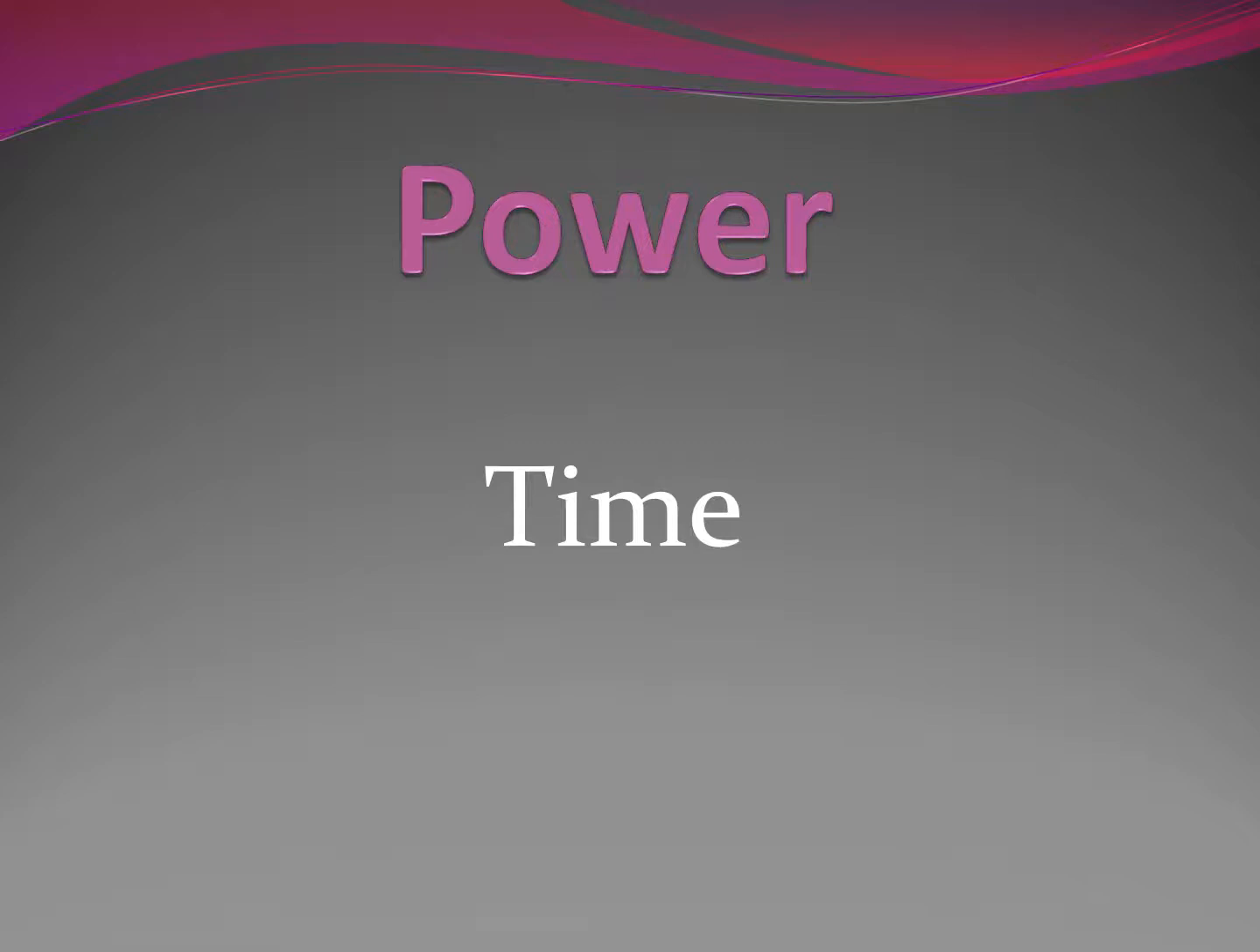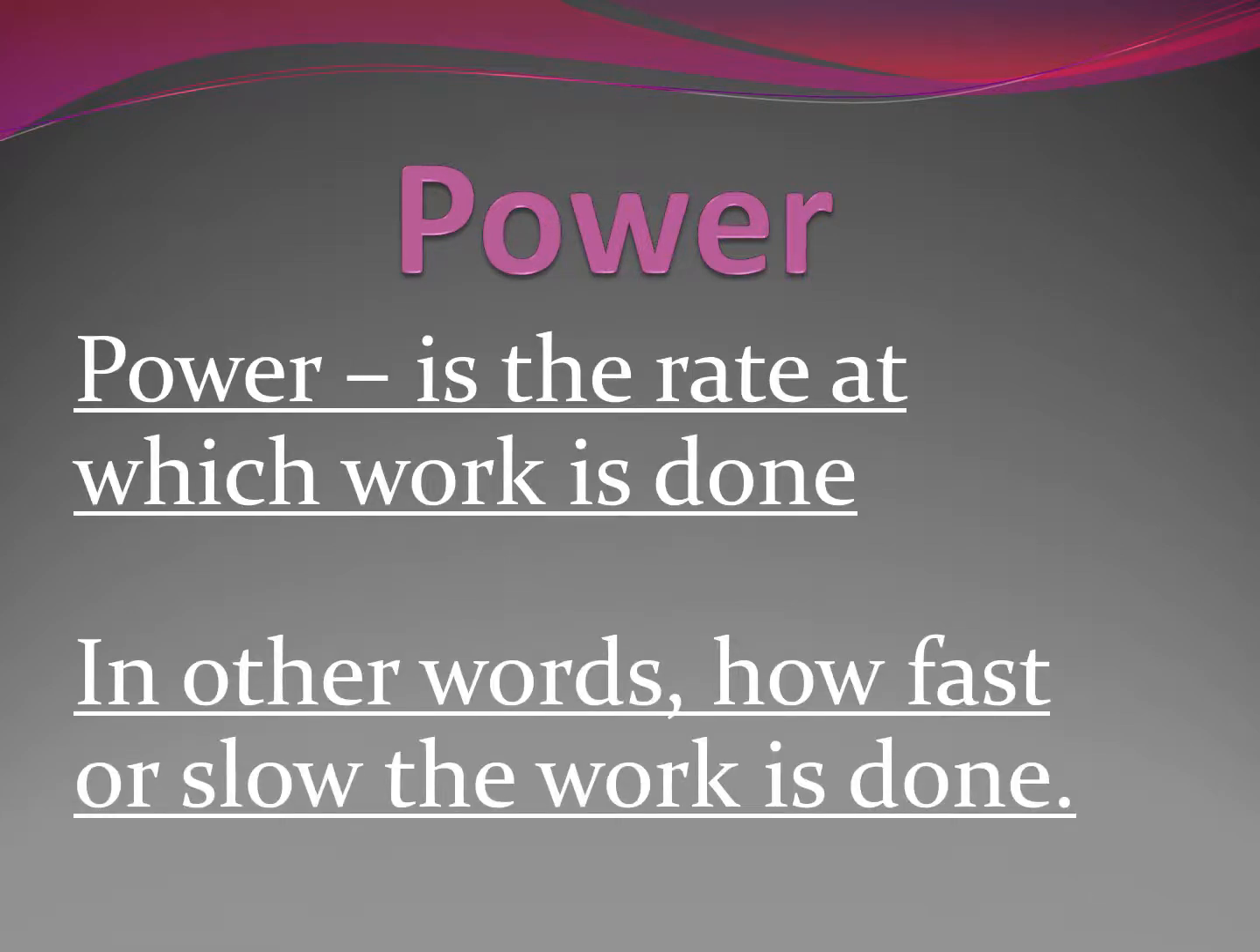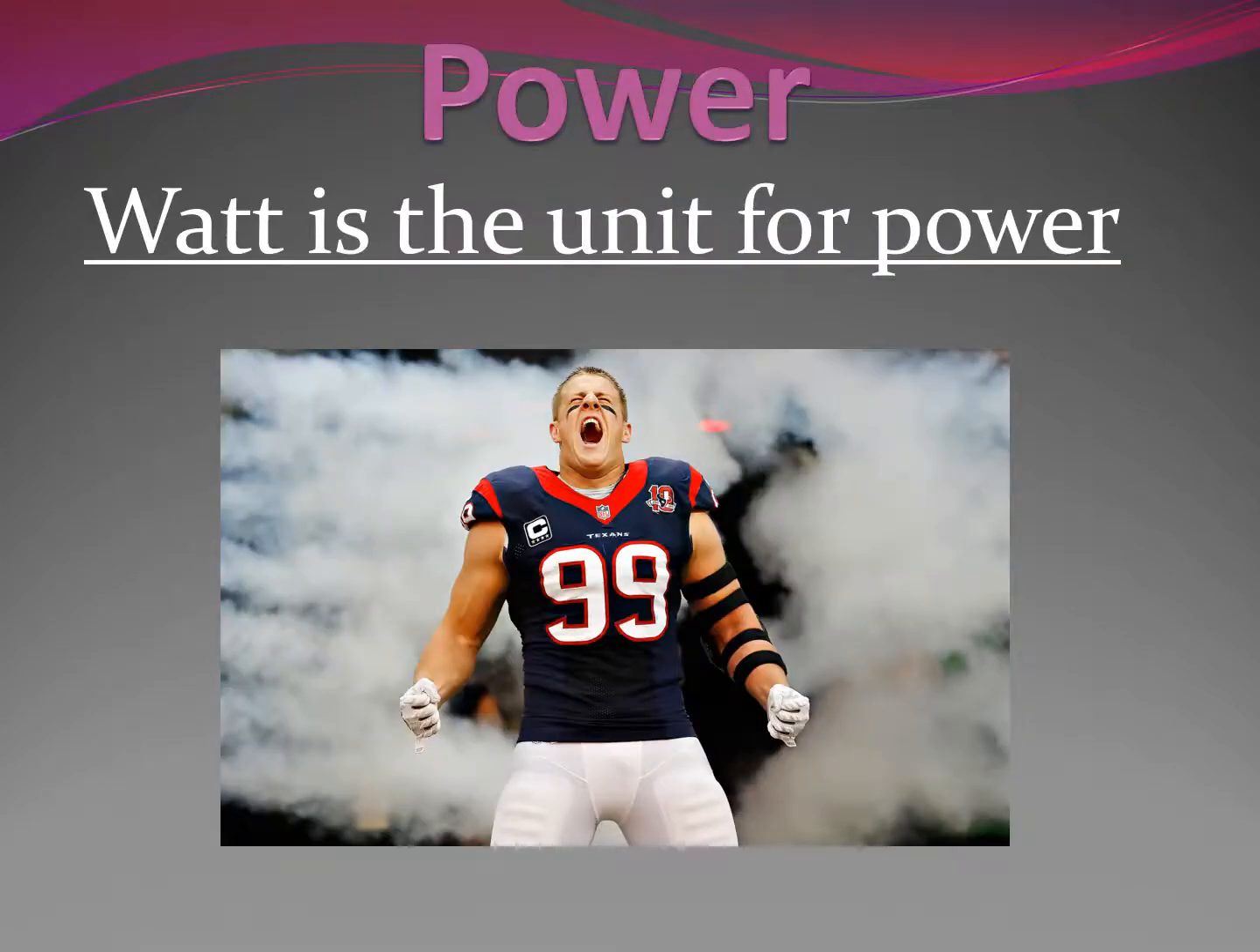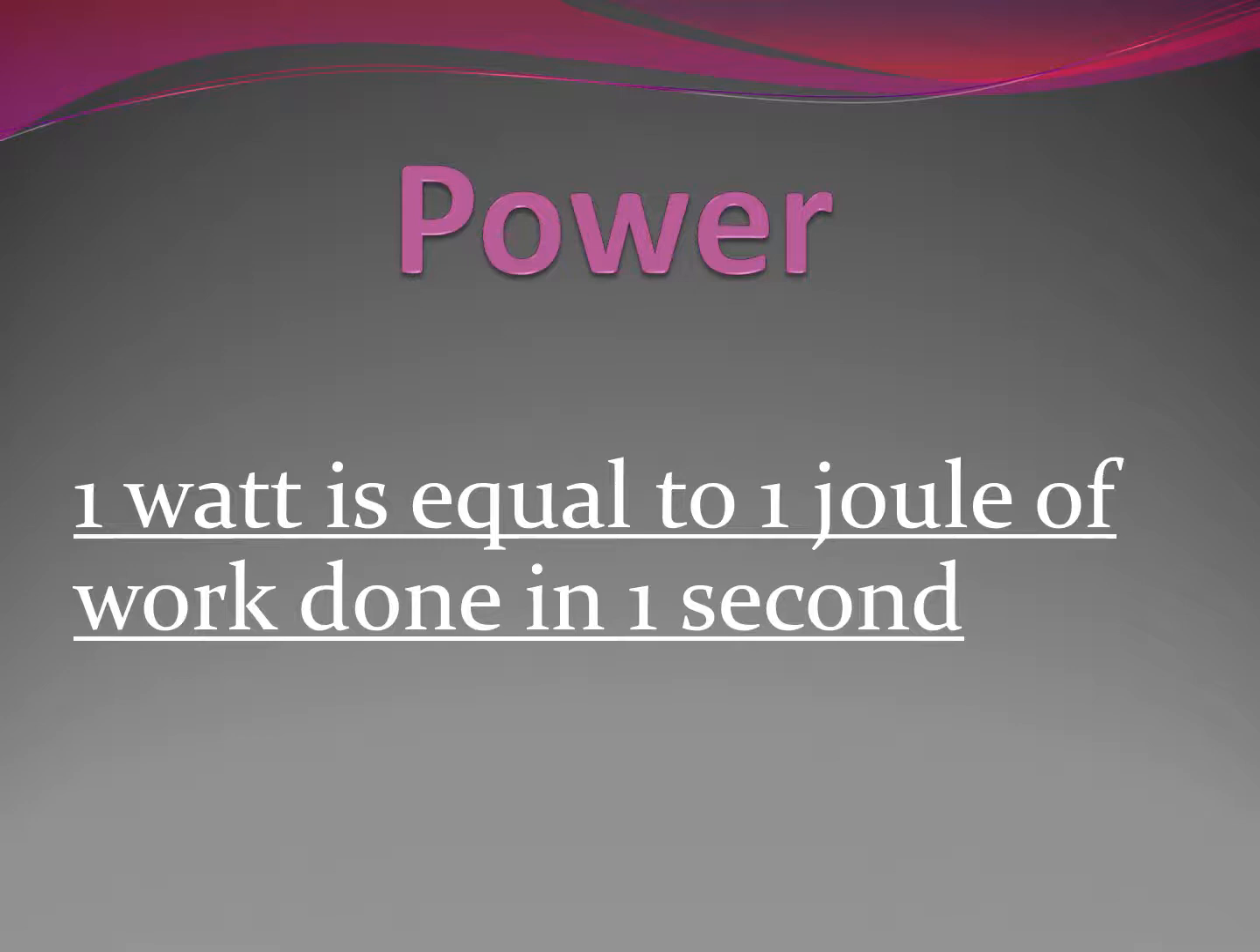And so time is very important in power. So power is the rate at which work is done. So how fast or slow work is done. So watt is the unit for power. So hopefully you remember that the unit for power is watt. And just think of J.J. Watt from the Texans. So 1 watt is equal to 1 joule of work done in 1 second.